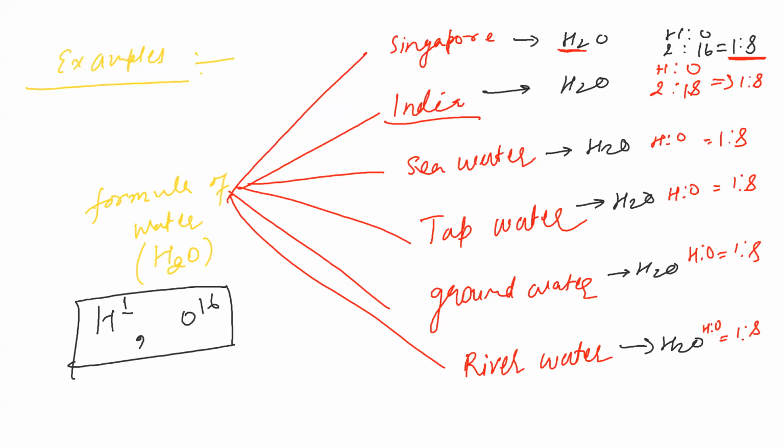Since it is fixed, that is why it is known as the law of definite proportion, or the law of constant proportion. So this is the example. Can you understand this? Yes, I understood, sir. Is it okay? Write it down, please. I wrote it down.